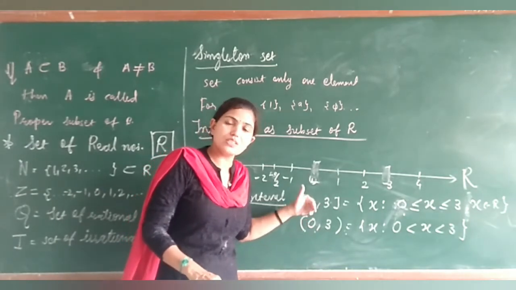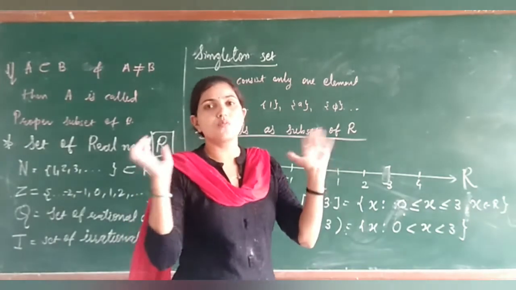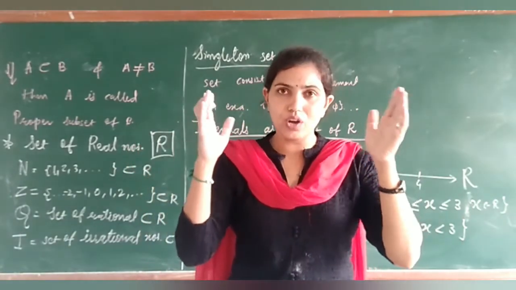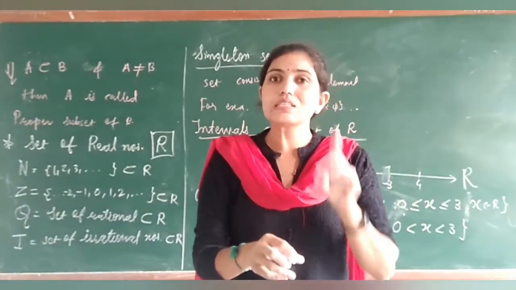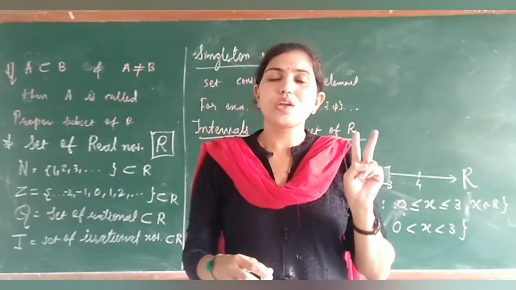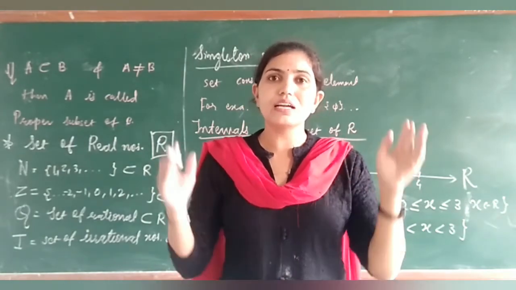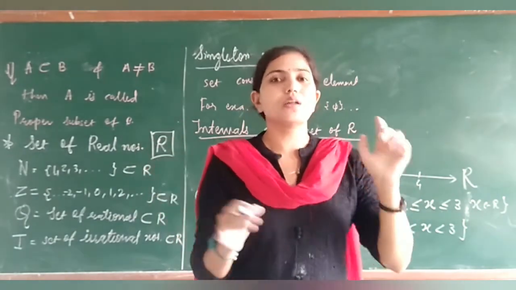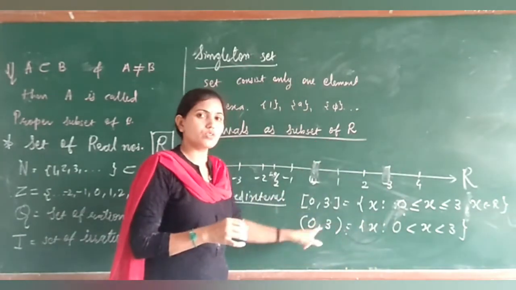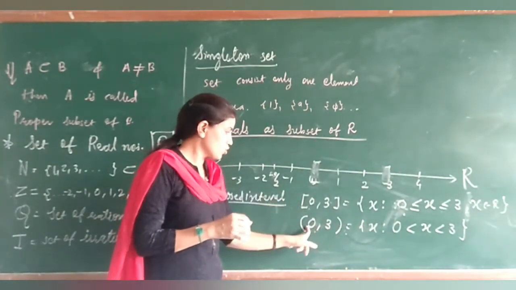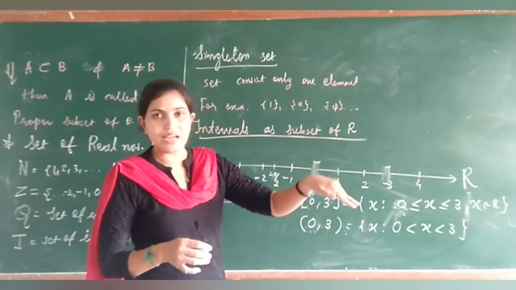Closed interval. What will a closed interval be? Which is closed from both sides, meaning its boundary is included inside it. Second thing is the open interval. What is the meaning of open interval? That boundary is not there. That means if we write an open interval, then the numbers at its open portion will not be included in that.